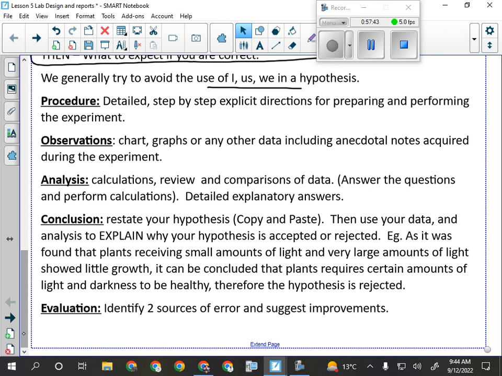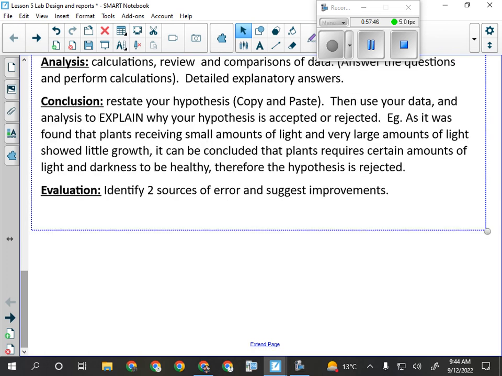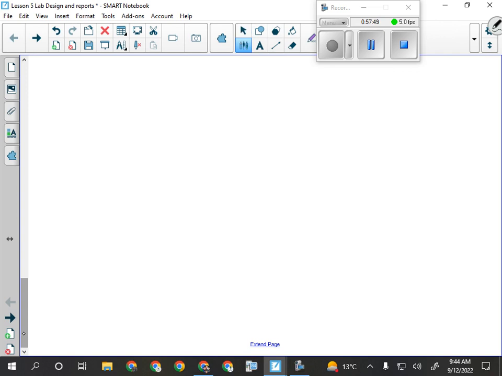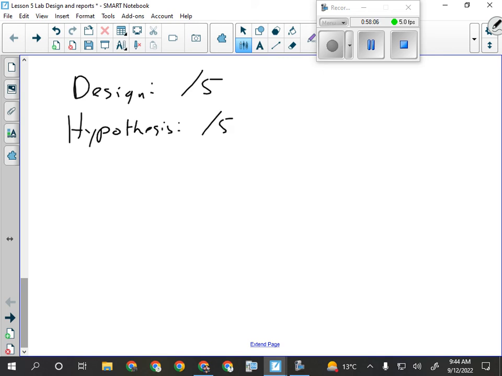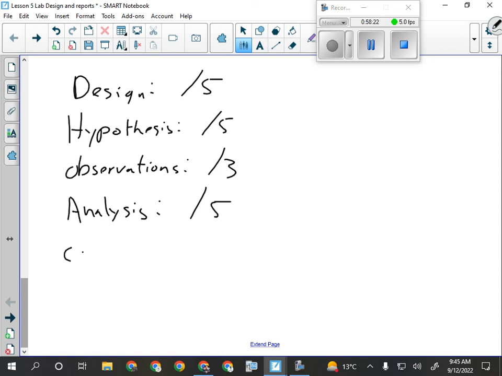A lab is typically going to be out of 30. This first lab will be out of 35 because you're actually writing the procedure. But you'll have design, out of 5. Your hypothesis, also out of 5. Your observations, out of 3. Your analysis, out of 5. Your conclusion, out of 4. Your error.